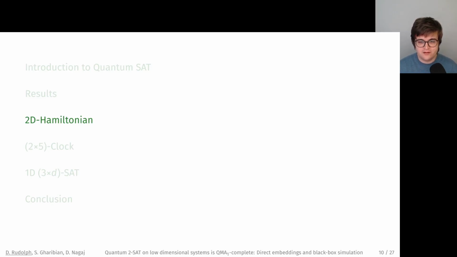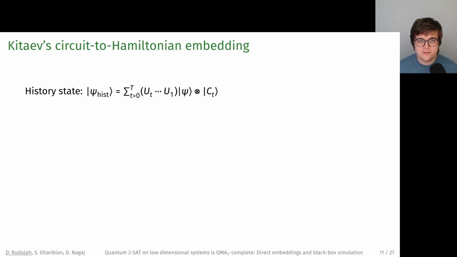Now let's look at the 2D Hamiltonian construction, which is at the heart of our 2x5 completeness result. Let's first revisit Kitaev's circuit-to-Hamiltonian embedding. The idea is that you build a Hamiltonian whose ground state is the history state, which has this form. So you have a superposition of these time steps.